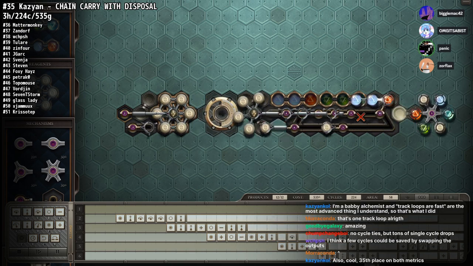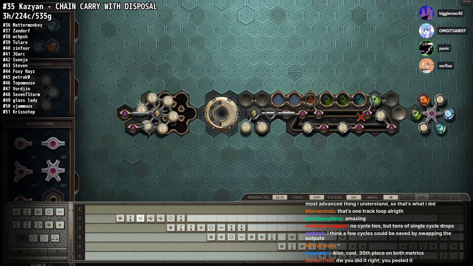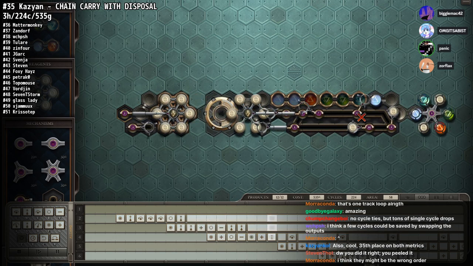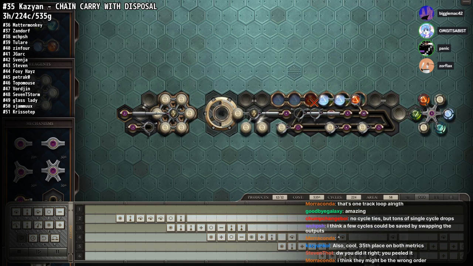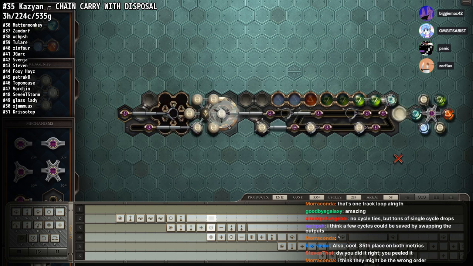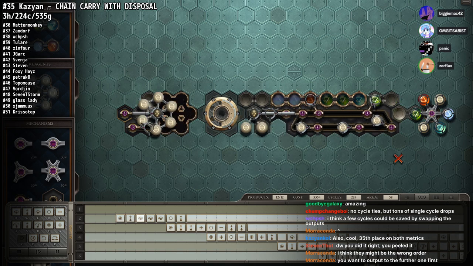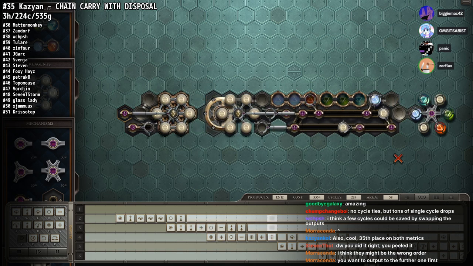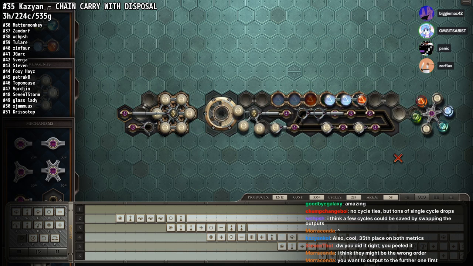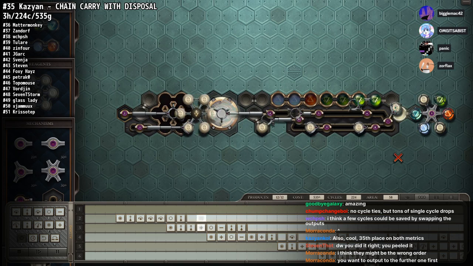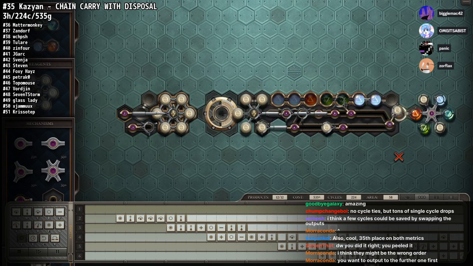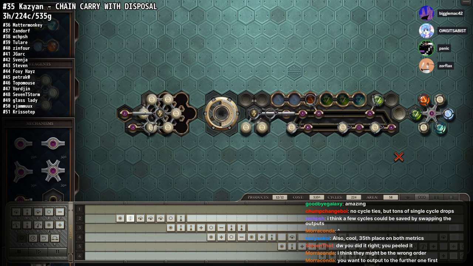Oh yeah, Whoosh is making a good point in chat where a few cycles could be saved by swapping the outputs because it's slightly longer to bring it to the same. I was about to mention that. There were like 3 cycles on the table, so if that costs him 3 placements, that would suck. And yeah, the cycles are pretty tight here.